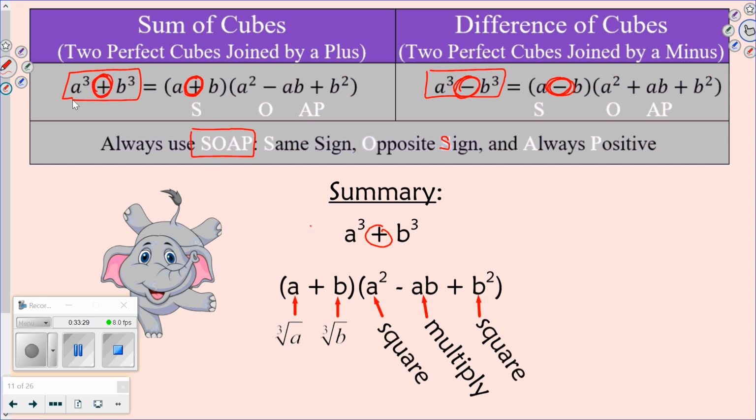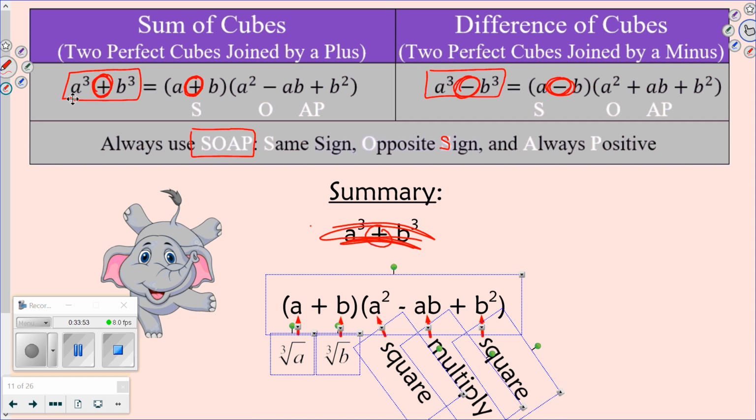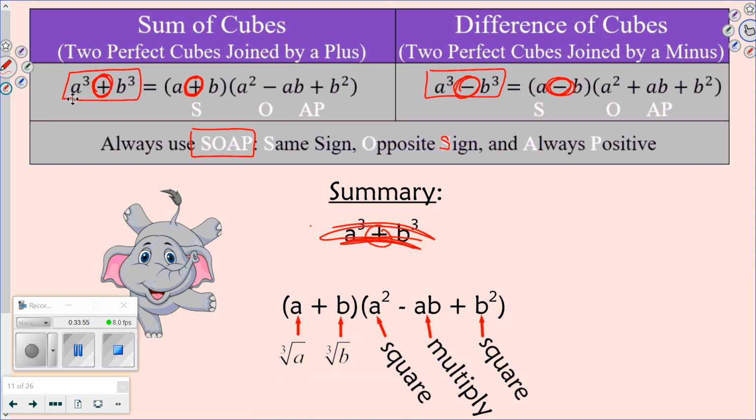And then, to get the second part, I don't care about the original problem anymore. This second part comes from the first part. You will square the first term. So whatever that first number is, you square it. Then you multiply these 2 numbers together, a and b, a times b. And then you square the last one. So it's square, multiply, square. Square, multiply, square. Got that?